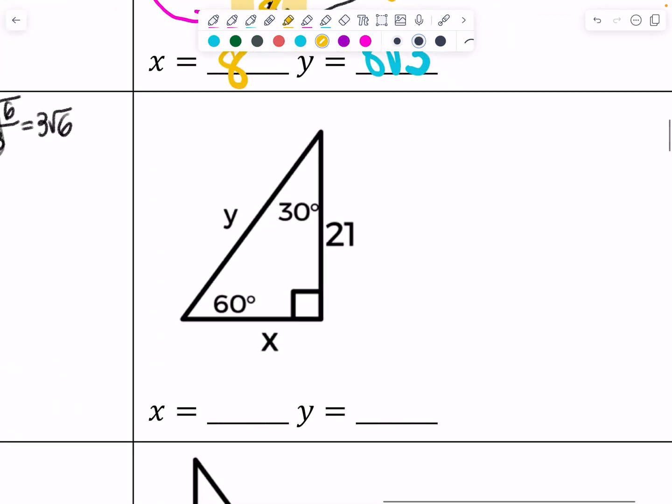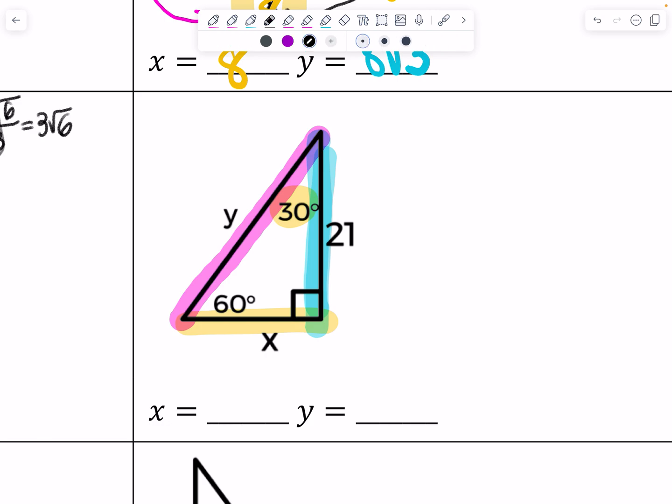All right, let's do a few more. Here's our 30-degree angle. So here's our short leg, which means that this one's our long leg, the 21 is our long leg, and the y is our hypotenuse because it's across from the right angle. So we have our short leg is x. Our long leg is 21, so I'm going to use that in a minute. And then my hypotenuse is the pink one, that's y. So the known value, the one I know for sure, is the 21.